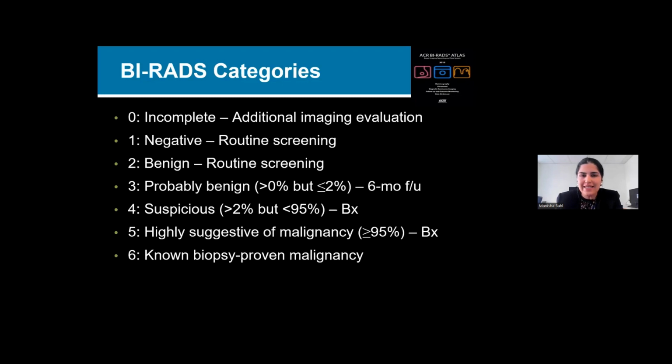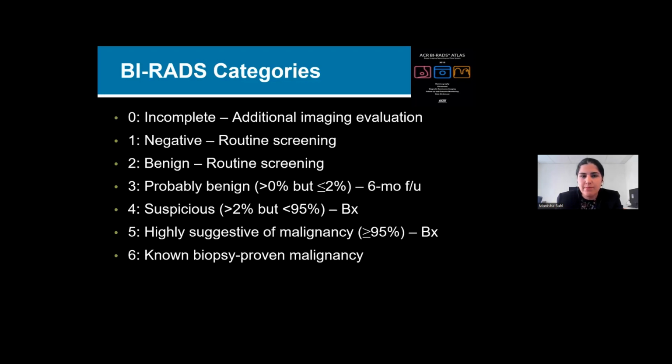BI-RADS 1 means that the imaging study is negative without any evidence of breast cancer, and the patient should resume screening. BI-RADS 2 also means that there's no evidence of breast cancer and that the patient should resume routine screening. However, with BI-RADS 2, the radiologist does report benign or non-cancerous findings in the breast, such as benign calcifications or benign masses.